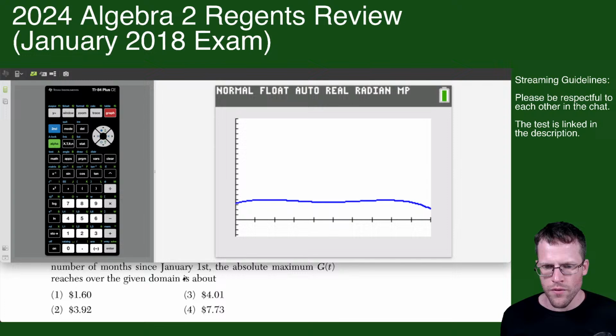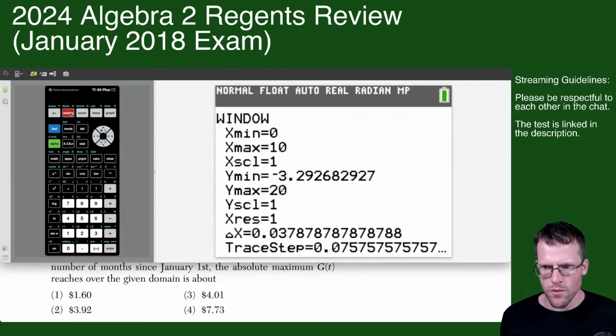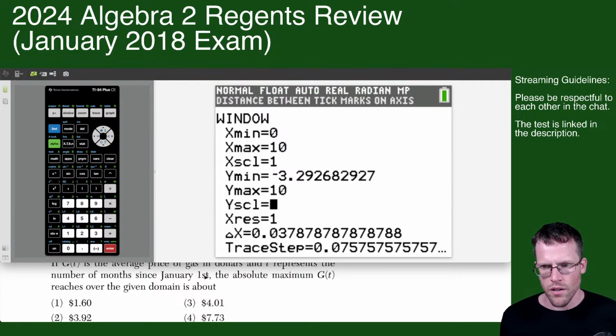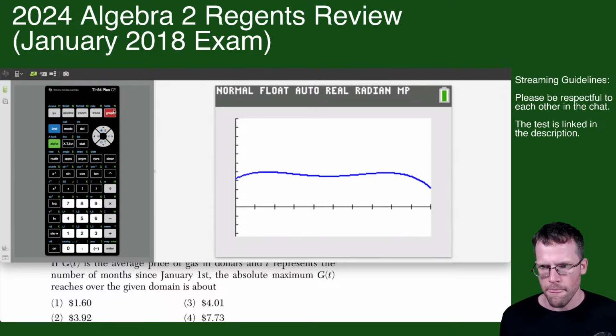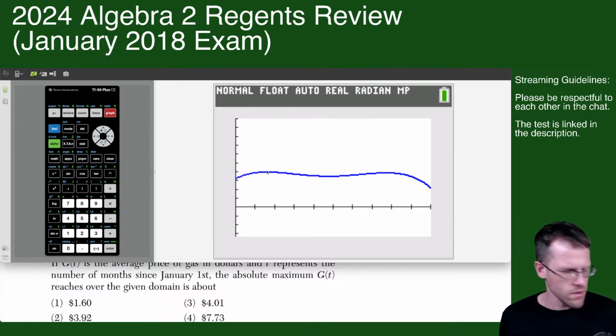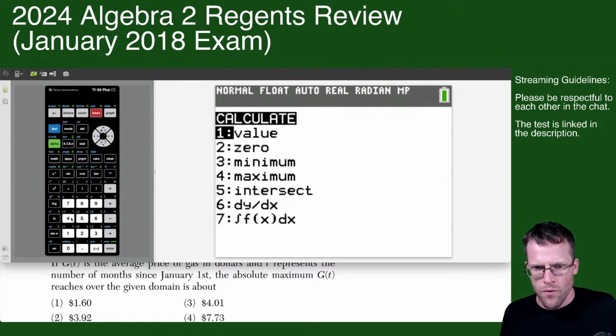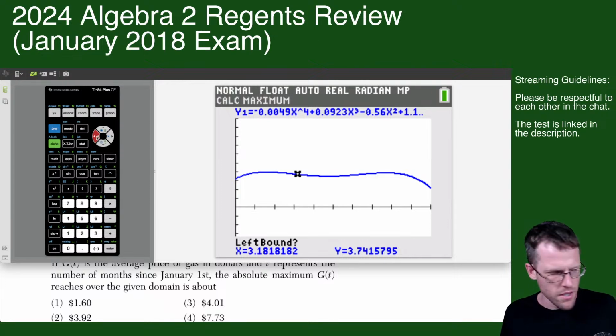For this one, I'm going to shrink this a bit. Don't need to go up to 20. If the highest number is 7, then yeah. Oh, I'm sorry. Wait, let me just see. If G of t is the number of months since January 1st, the absolute reaches. Okay, so the absolute max maybe looks like it's about here. Let me just see. Second, trace 4 for the maximum. I almost want to say let's cheat and use calculus, but we can't.